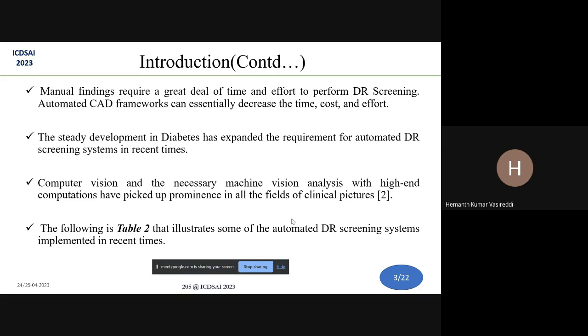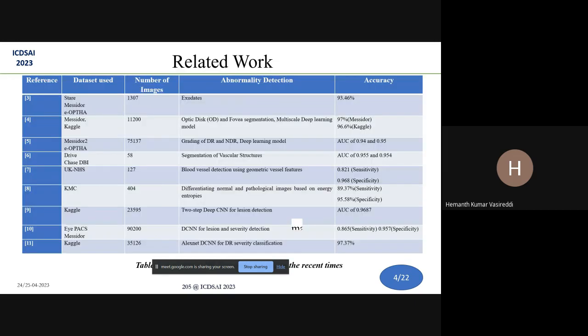And the following is a table that gives some of the reviews related to the screening systems, where the possible data set that is used with respect to DR and the number of images and the possible abnormalities that are detected and the accuracy that are attained. So these are the screening systems where they completely focused on ML models and DL models.